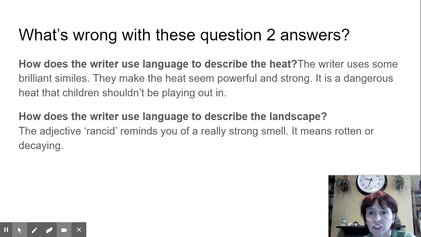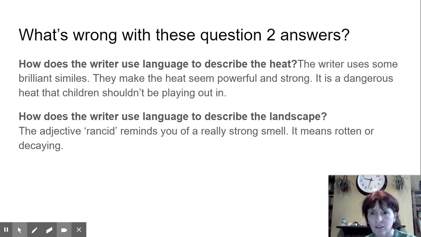Secondly, the adjective rancid reminds you of a really strong smell. It means rotten or decaying. That is absolutely true, but that is just telling me what rancid means. What the question's asking you to do is, how does the writer use language to describe the landscape? So how does that adjective add to your impression of the landscape?